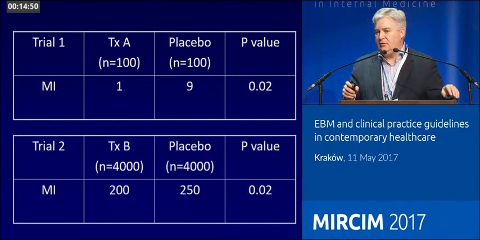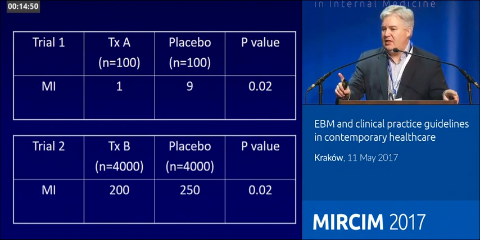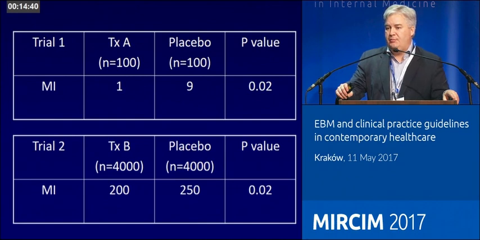The second trial once again uses the exact same high-quality methodology. In this trial, we randomized 8,000 patients. 4,000 will receive our investigational drug, treatment B, and amongst those patients, 200 will suffer a myocardial infarction. And 4,000 will be randomized to a placebo, of which 250 will suffer a myocardial infarction.